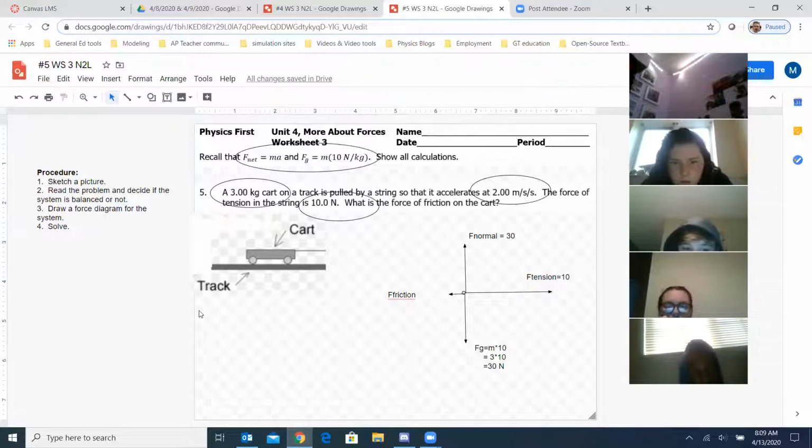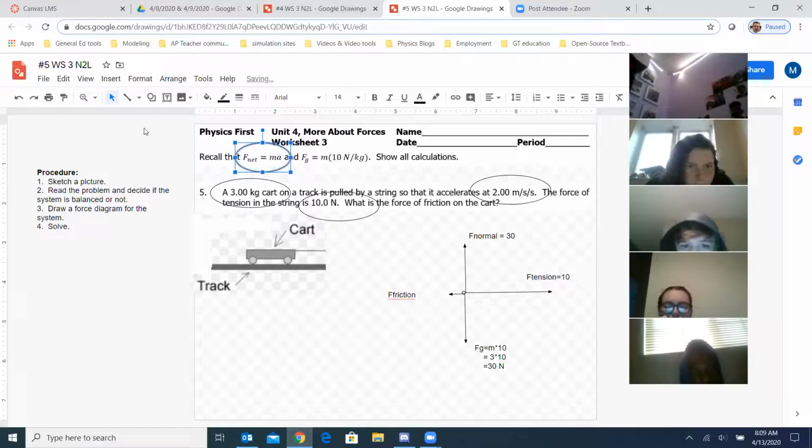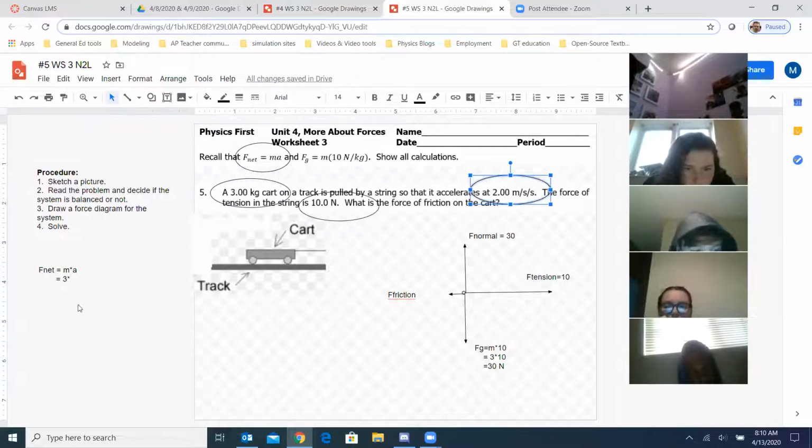Okay, so now I have to figure out what the net force is. So F net is equal to MA. And so I'm going to write an equation over here. F net equals M times A. And that's going to be that mass again, which is 3, times the acceleration, which is 2 meters per second per second. That's what it says right here.